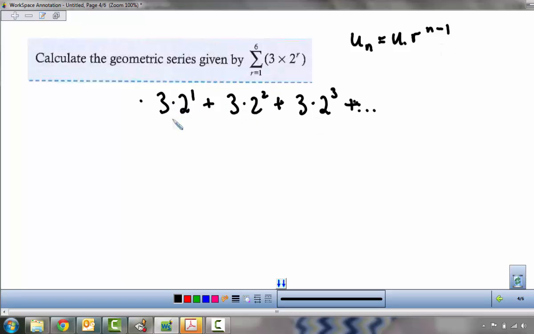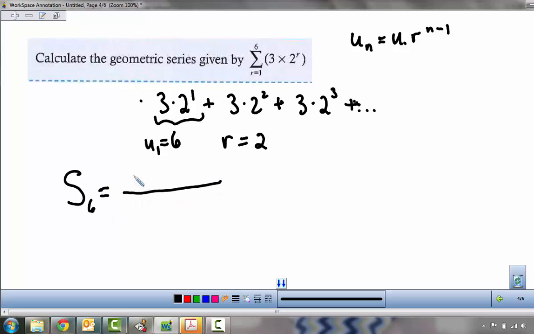We're multiplying by 2 to get from term to term. The difference is, this 3 is not the first term. The first term is this whole thing. The first term is 6. So in terms of our rule, u1 is 6, and r is 2. So S6, we're adding 6 terms, going from 1 to 6. This is going to be equal to the first term times 1 minus 2 to the 6th over 1 minus 2, and we can crunch these numbers.